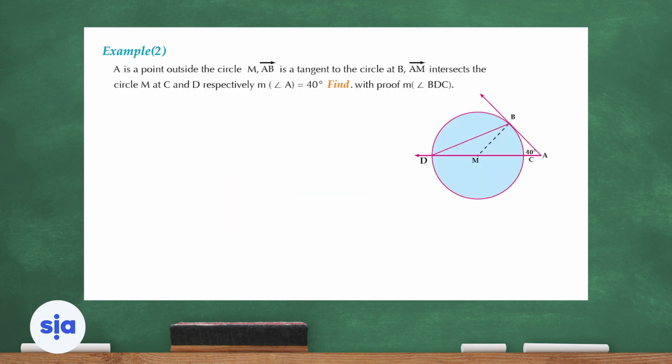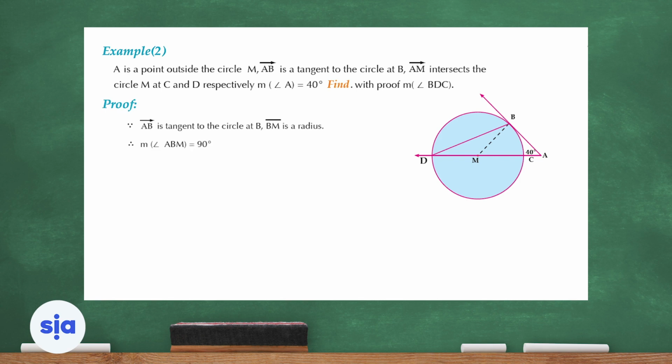Example 2. A is a point outside the circle M. AB is a tangent to the circle at point B. AM intersects the circle M at points C and D respectively, where the measure of angle A equals 40 degrees. Find with proof the measure of angle BDC. Let's check the proof together.